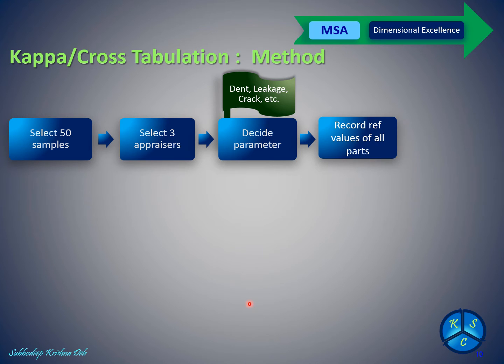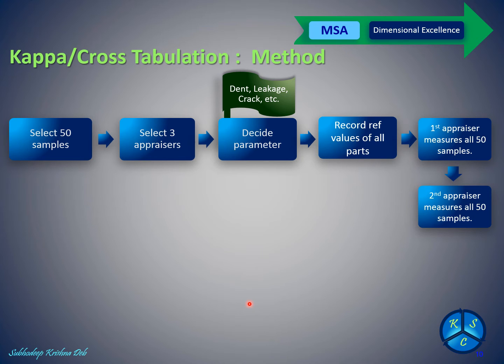For this we need some skilled operator or the master who is the benchmark for detecting the defects of the parts. After that, the first appraiser needs to measure the 50 samples, then comes the second appraiser who measures the 50 samples, and then the third appraiser measures the 50 samples in random fashion.